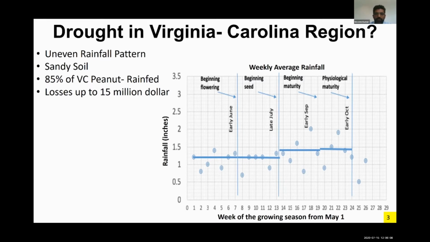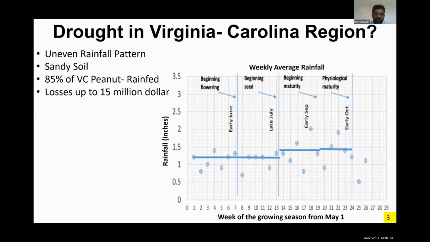These horizontal solid bars reflect the average amount of weekly rainfall received during these growth stages in the VC region. And we can clearly notice from this graph that the VC climate provides appropriate rainfall or precipitation to the peanut in the beginning of the season, but in the later part of the season, the amount of rainfall deficits, which leads to yield penalty to the peanut farmers.